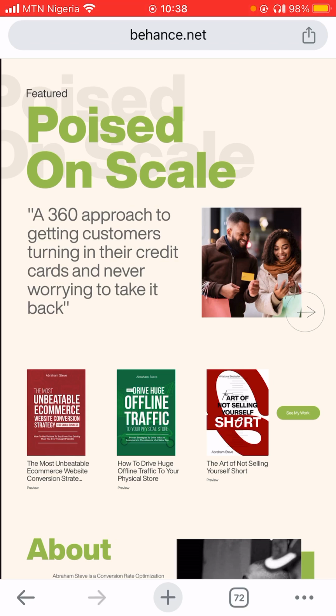Poised on Scale, you can use this for yourself. And when someone says, send your portfolio, you send this. Poised on Scale, a 360 approach. You have a clickable link to either a Medium or maybe your LinkedIn channel, or wherever you have all your work. You can even do this on Canva, where you send the person to maybe a Word doc or PDF format where they read this. So Poised on Scale, you can see it there.